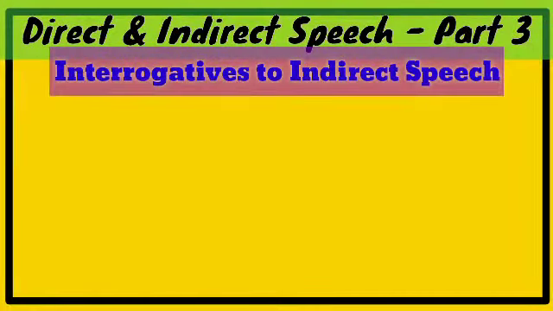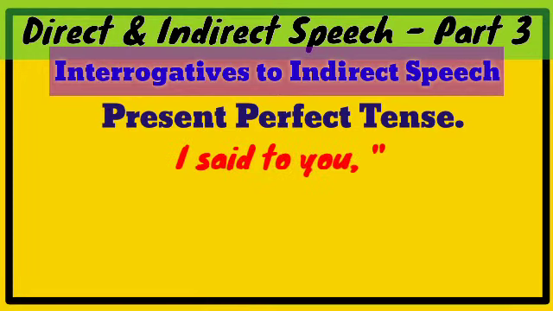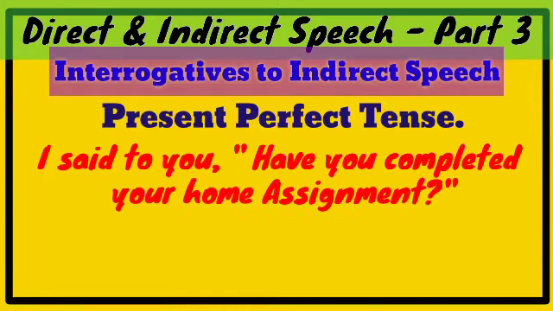Dear students, now let's see how to change an interrogative sentence of present perfect tense to indirect speech. As you know, present perfect is usually used to indicate an action that completed recently, and it always uses has or have. See the example. I said to you, "Have you completed your home assignment?" So it's an interrogative sentence that starts with "have".